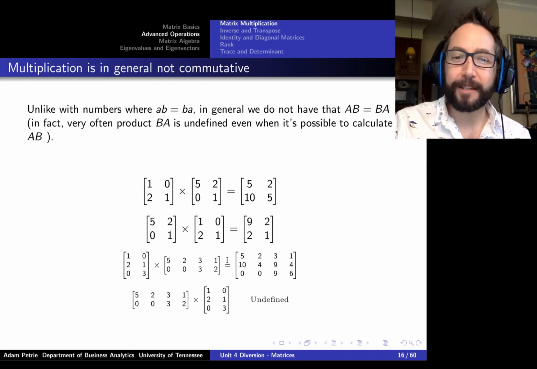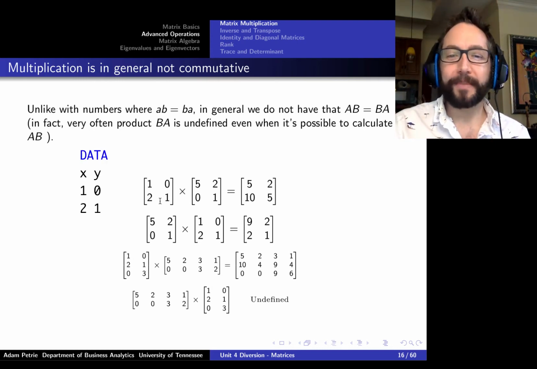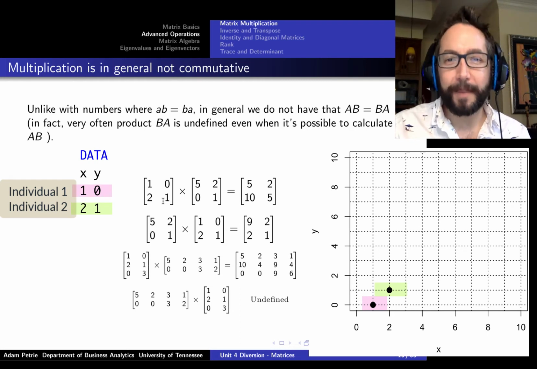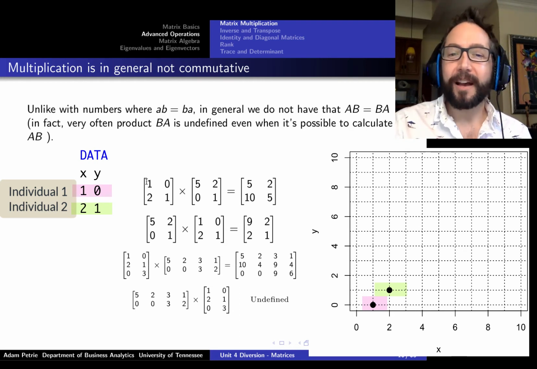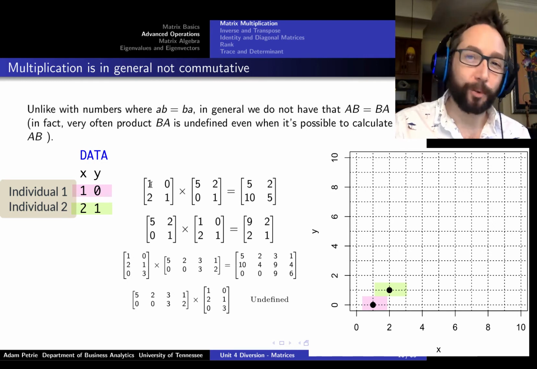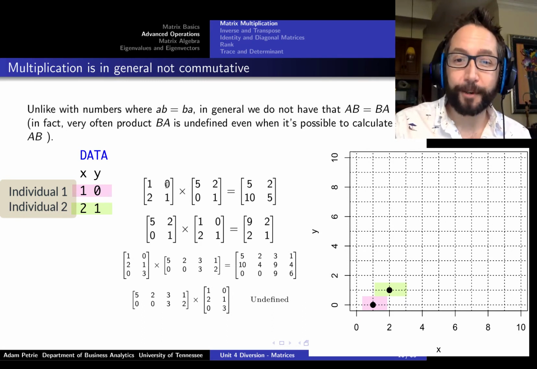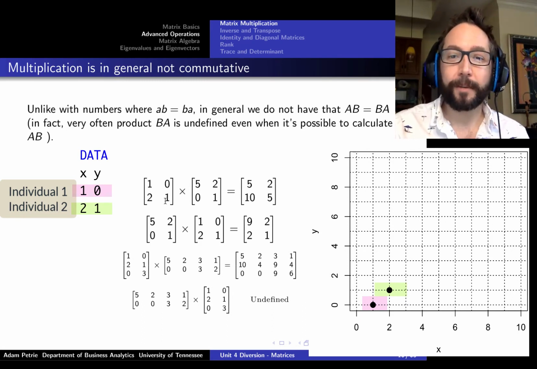Well, if I'm taking this matrix here on the left, this 1, 0, 2, 1, if I treat this as a data frame, then each individual is represented as a row in the matrix. So this would be a data set with two individuals, each having two characteristics that have been measured. So characteristic 1 has a value equal to 1 for the first person and 2 for the second person. Characteristic number 2 has a value of 0 for the first person and 1 for the second person.